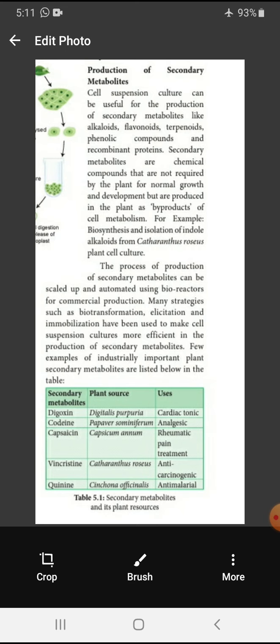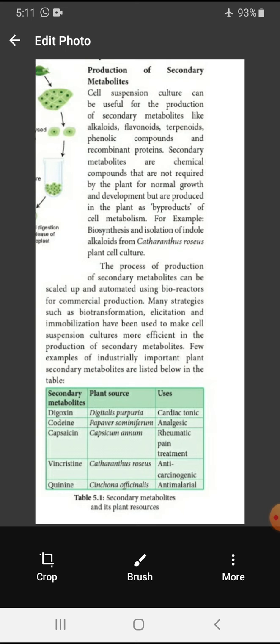Secondary metabolites are chemical compounds that are not required by the plant for normal growth and development but are produced in the plant as byproducts of cell metabolism. For example, biosynthesis and isolation of indole alkaloids from Catharanthus roseus. We know about what is Catharanthus roseus. It is commonly known as Nithya Kalyani, by the plant cell culture.